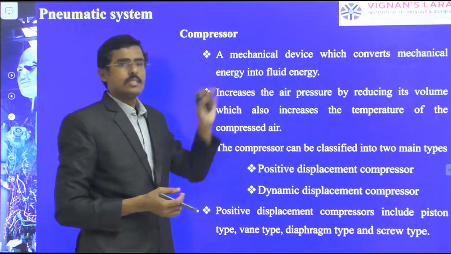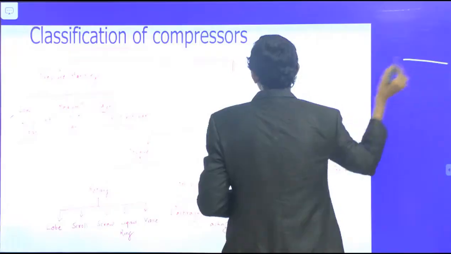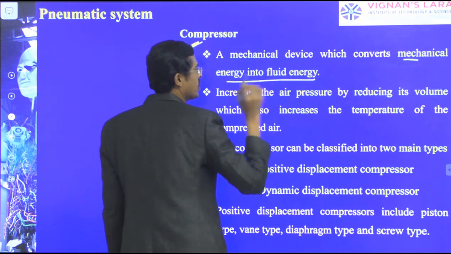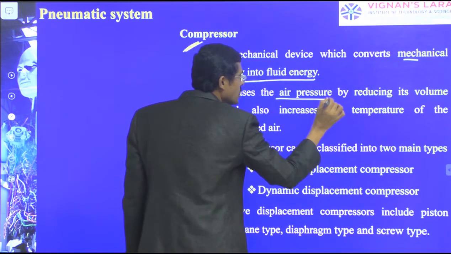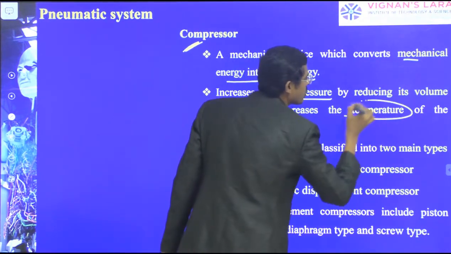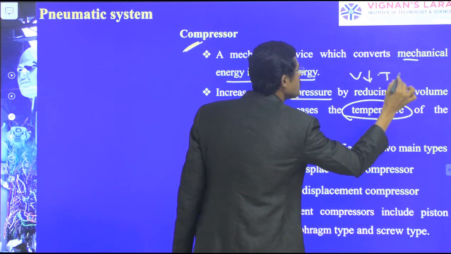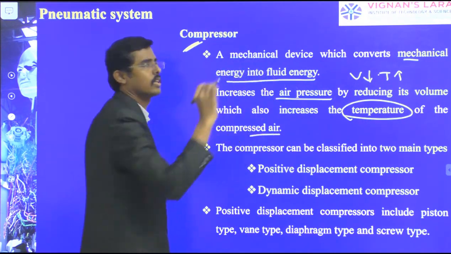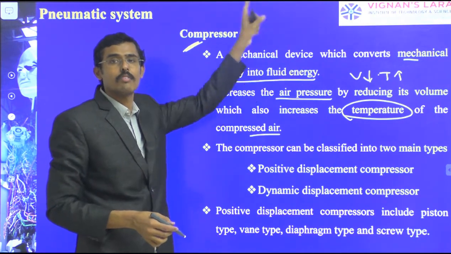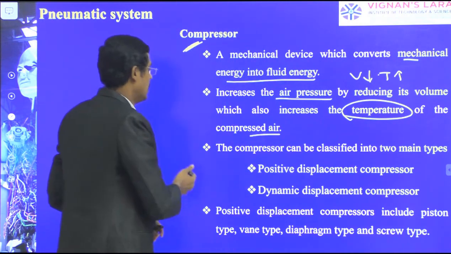A compressor is a mechanical device which converts mechanical energy into fluid energy. It increases the air pressure by reducing the volume, which also increases the temperature. Here you see the same points: volume reduction and temperature increase of the compressed air, which is all done by the compressor component. After this we have the cooler, then the storage devices, then the control valve, and then to the action.